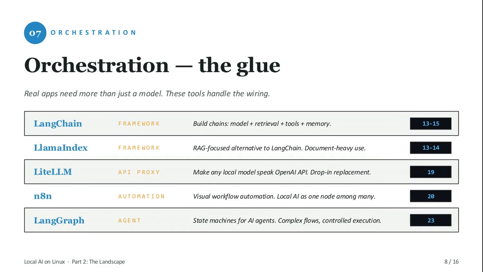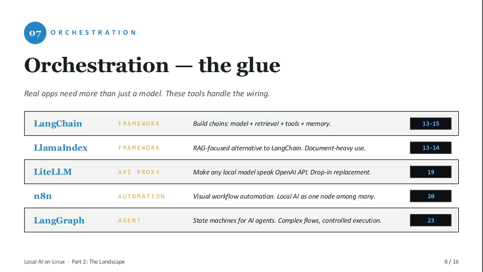Once you've got a model and a front end, the next question is how to wire real logic between them, and that's orchestration. LangChain is the Swiss Army framework for chaining models with retrieval, tools, and memory, while LlamaIndex narrows in on document-heavy RAG. LiteLLM is a quietly essential proxy that makes any local model speak the OpenAI API, so existing code just works.